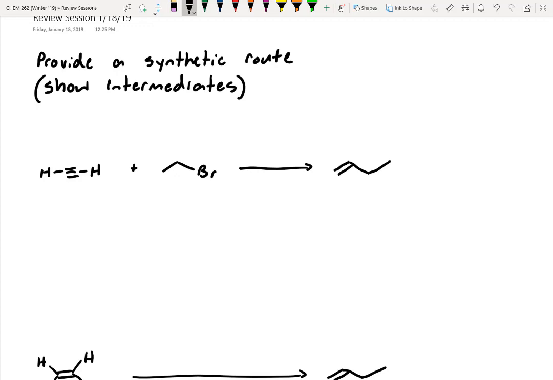So if I look at the molecule on the right, it looks like we have 4 carbons, where this one has 2 and this one has 2. So that gives us a big clue that we need to somehow figure out a way of coupling these things together to get a chain length of 4 carbons, right? So does anybody have a proposal for how to do that?